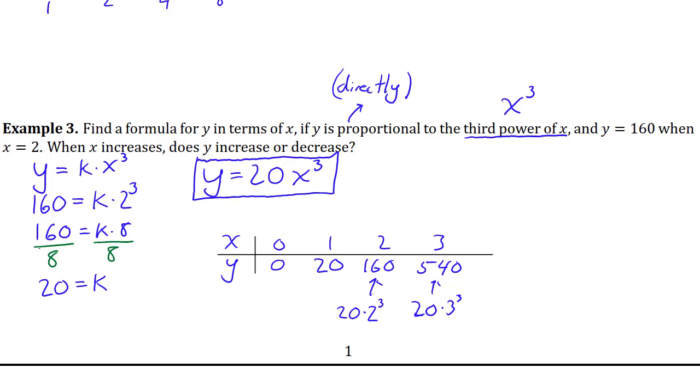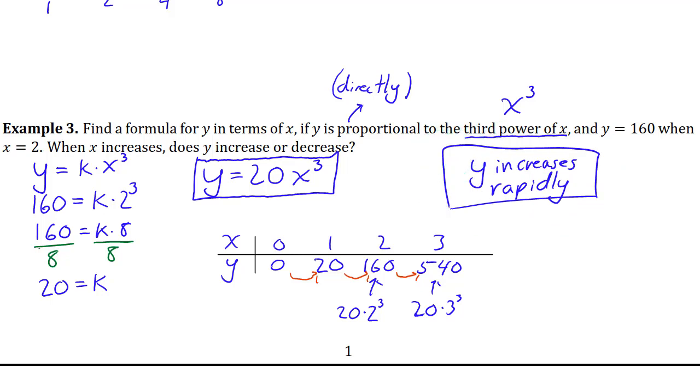And so, yeah, when x increases, y is definitely increasing, but not only is it increasing, it's increasing by more and more each time. Here it's going up by 20. Here it's going up by 140. Here it's going up by like 380 or something like that. Yeah, 380. So it's going up by more and more very quickly. So we can say y increases rapidly as x increases.